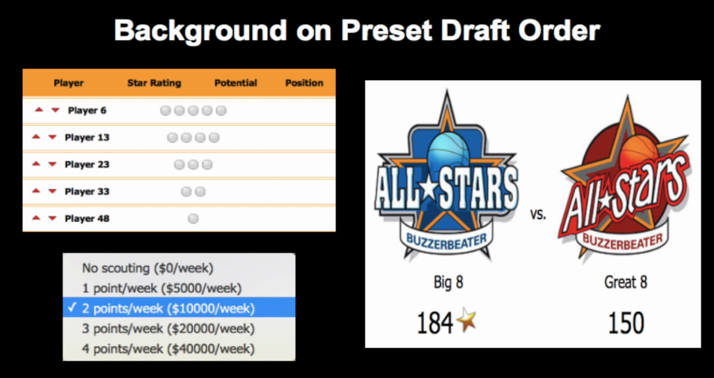As for when the draft and scouting becomes available, the preset draft order first becomes available directly after the All-Star game is completed, and this preset order is completely randomized.